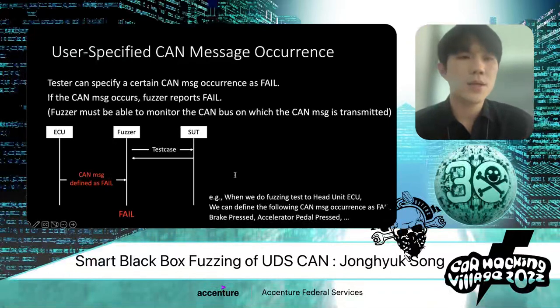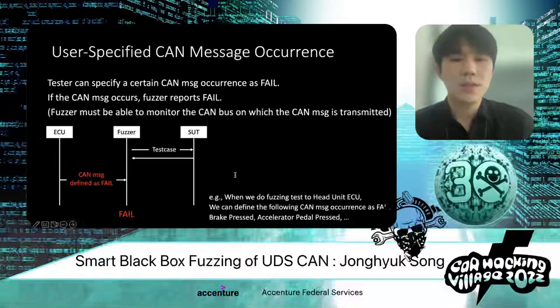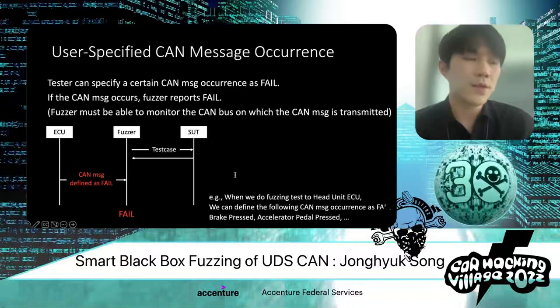It's a kind of custom rule, so tester just specify some CAN message which is prohibited to occur when a fuzzing test is conducted. But as I said, it requires a precondition to monitor the occurrence of CAN messages. Fuzzer should be able to monitor the CAN bus.